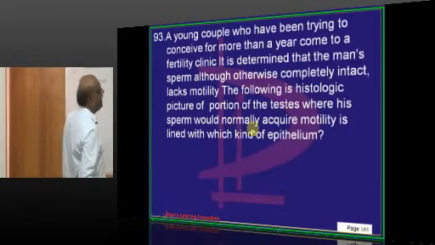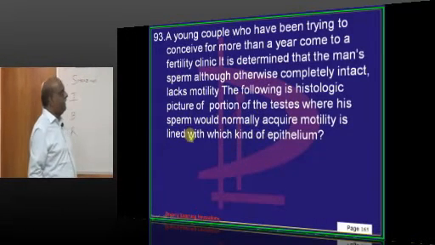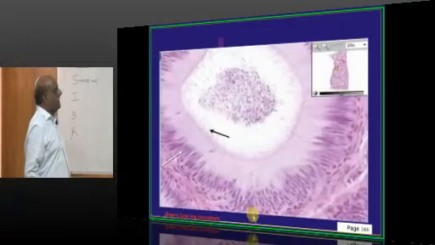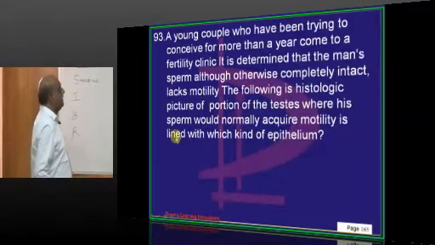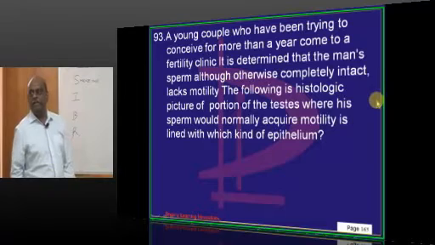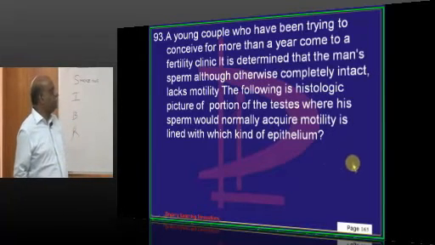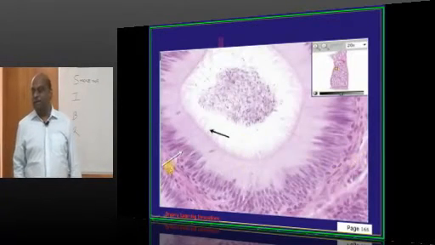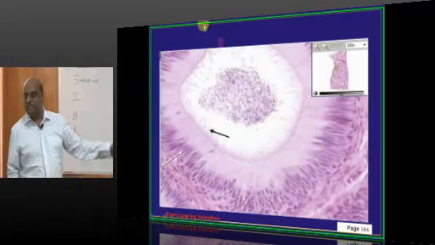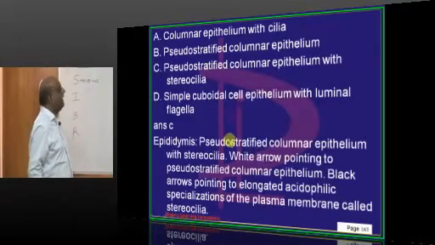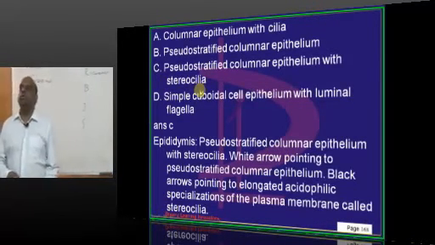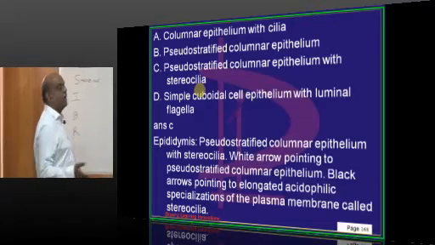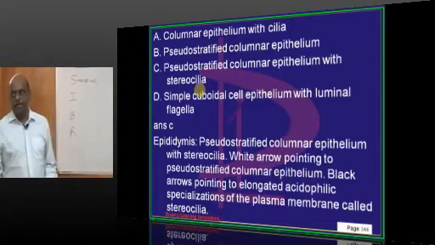A young couple trying to conceive for more than 1 year, and this is the histological section of that part of the testis where the sperm acquires its motility, it finishes its housemanship and becomes mobile. So, which part is this? It is typically the epididymis, which is lined by pseudostratified columnar epithelium with stereocilia, is what you need to remember.